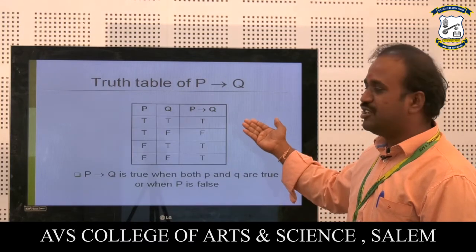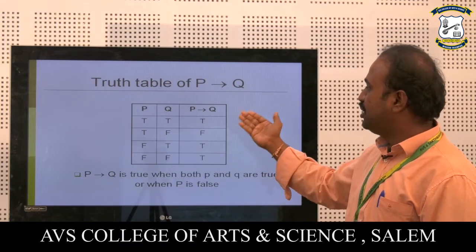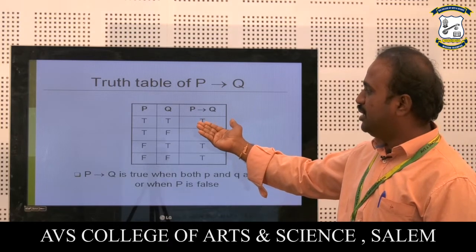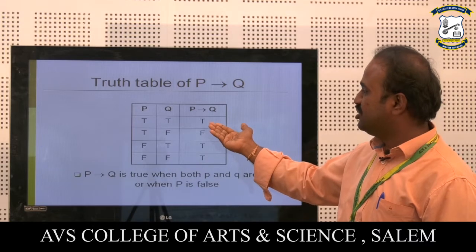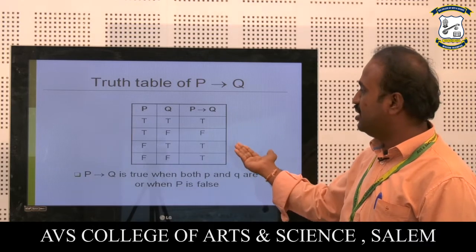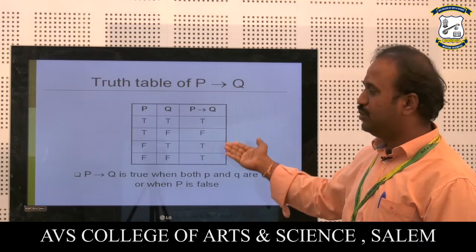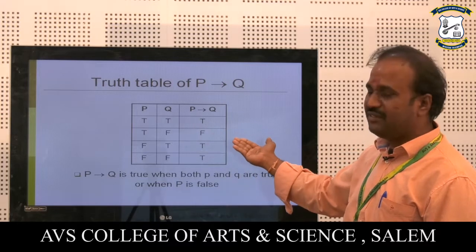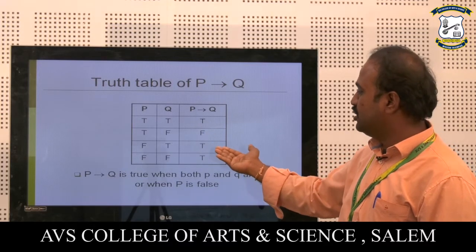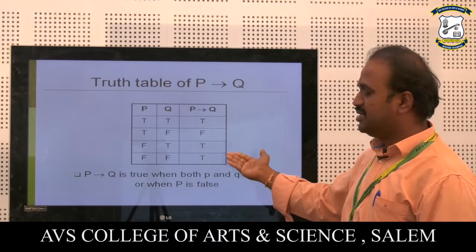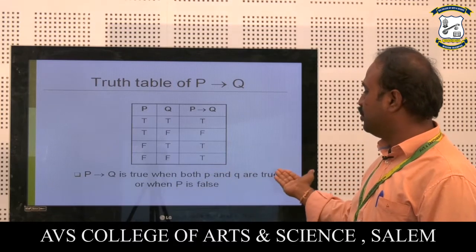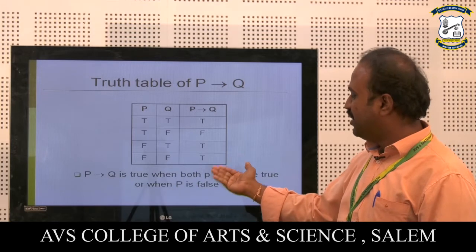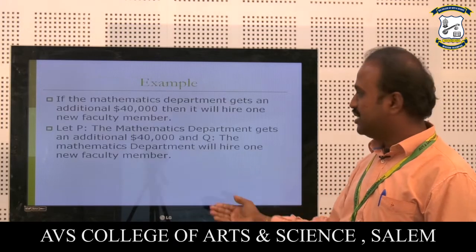Truth table for P conditional Q. P statement and Q statement: true, true, the result will be true; true, false, the result will be false; false, true, the result will be true; false, false, the result will be true. P conditional Q is true when both P and Q are true, or when P is false.